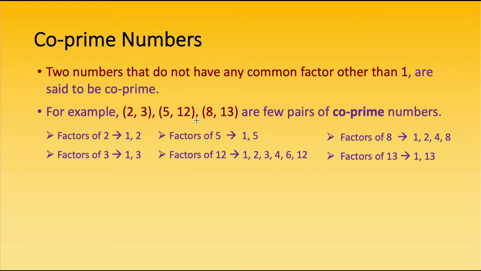Then 5 and 12 are co-prime numbers because इनके जो factors हैं, these are the factors और common factor सिर्फ 1 है, right? Then 8 and 13 are co-prime numbers as well. इनके जो factors हैं, we have these factors and again the common factor is only 1. So these are a few pairs of co-prime numbers.